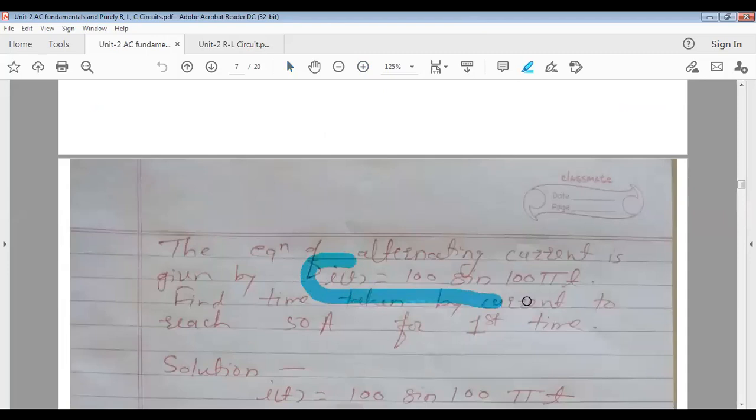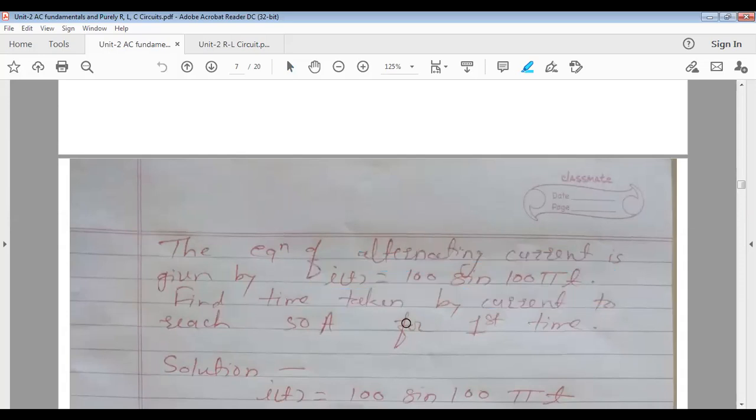Either the instantaneous current equation or the voltage equation will be given to you in the numericals. Such types of numericals are also included in the same exam. Everyone concentrate. Either the instantaneous current equation or the instantaneous voltage equation is given to you. Here the current equation is given: I of t is equal to 100 sin 100 pi t.